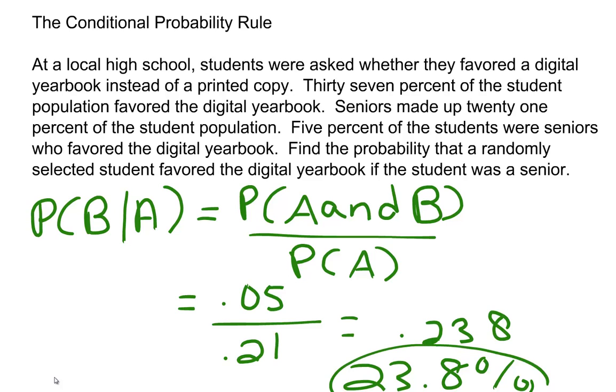The key word in this problem is finding the probability that a randomly selected student favors the digital yearbook if the student is a senior. In other words, given that the student was a senior, what is the probability that they're in favor of this digital copy of the yearbook? As you can see, the formulas sometimes look a little bit more complicated than they actually are. In this case, all we had to do was divide 0.05 by 0.21.